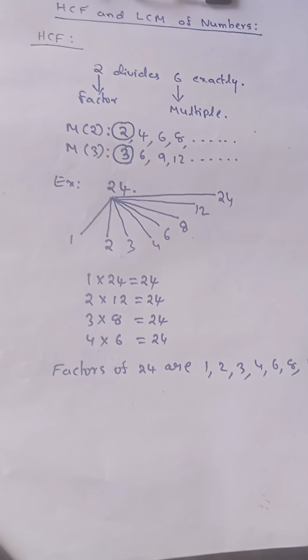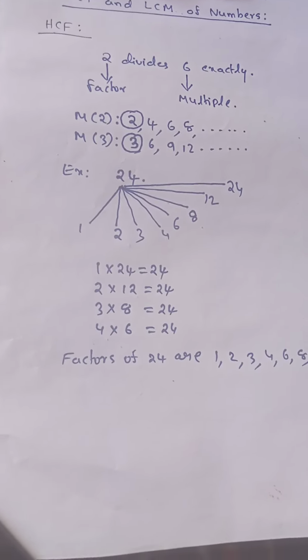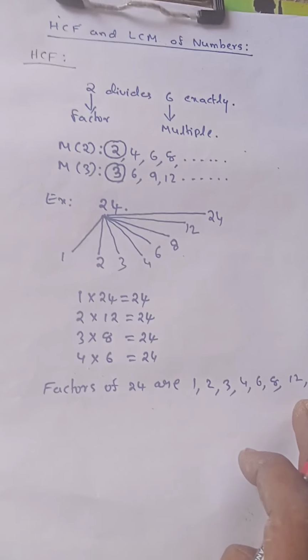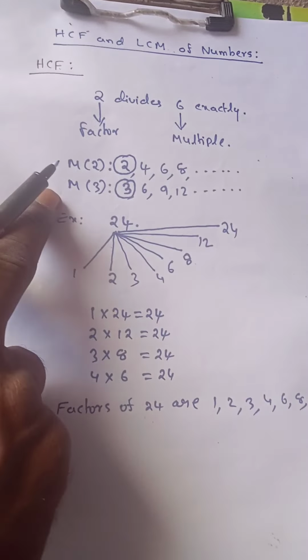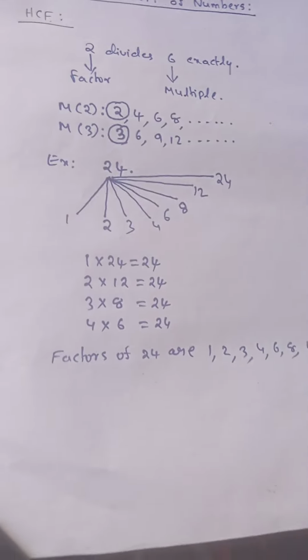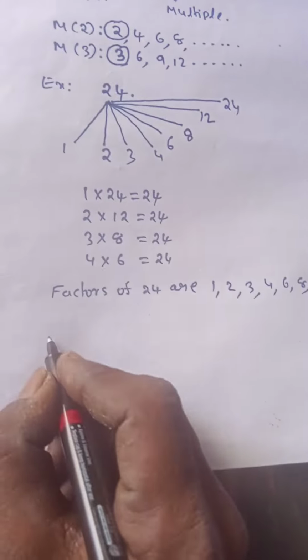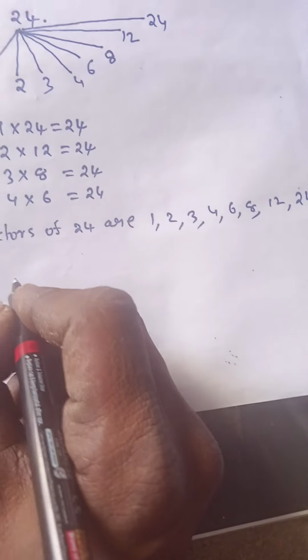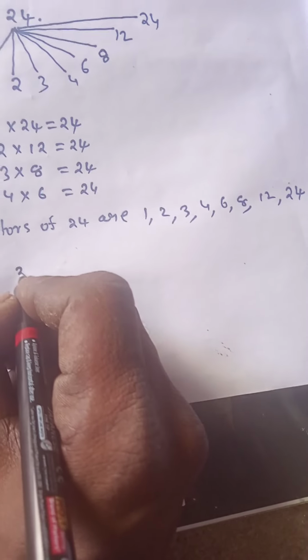In this video we are just explaining how we write the factors of a number and how we write the multiples of a number. Both of them are finished. Now I am taking two numbers, let them be 3 and 4.